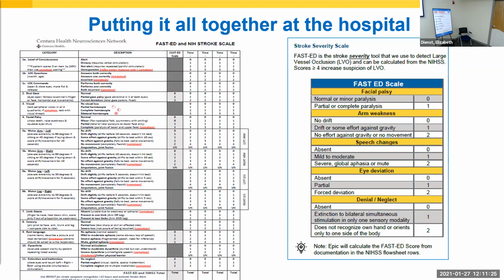And it also gives us information on this FAST-ED scale. So as you can see, facial palsy, you're going to get points for. Arm weakness, you're going to get points for. Speech changes, eye deviation, and neglect or denial. That denial: no, that's not my arm. The more points that you have, the more indicative that this is a large vessel occlusion. We say that a FAST-ED score of 4 or greater is an LVO.